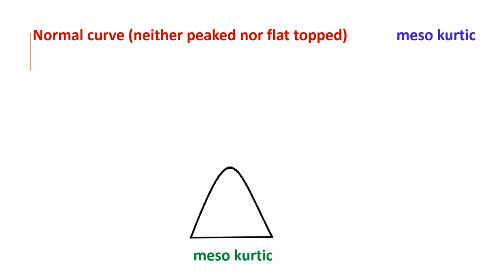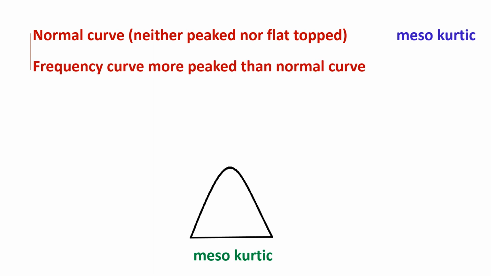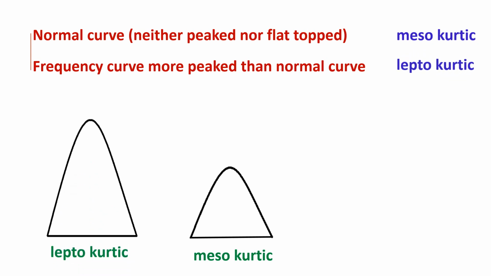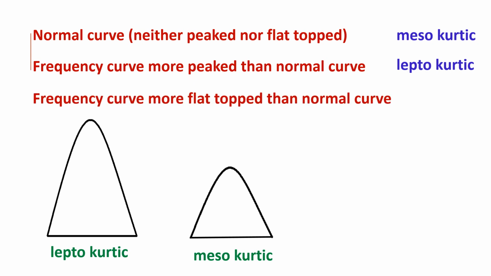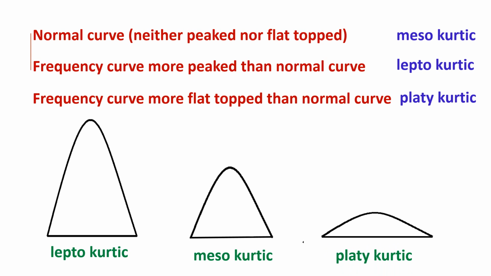And another type of curve is the curve that is more peaked than the normal curve. If the peakedness of the curve is higher than the normal curve, such a curve is called leptokurtic. This is a leptokurtic curve because the height is more than the normal curve. And another type of curve is where it is more flat topped than the normal curve. In that case, it is called platykurtic. And this is a platykurtic curve.